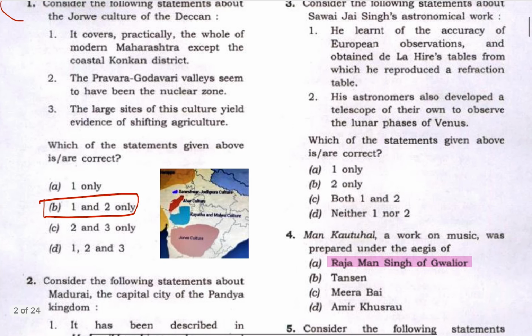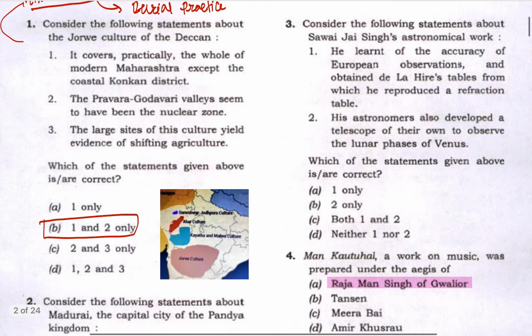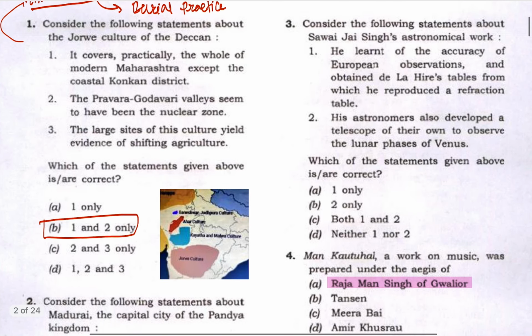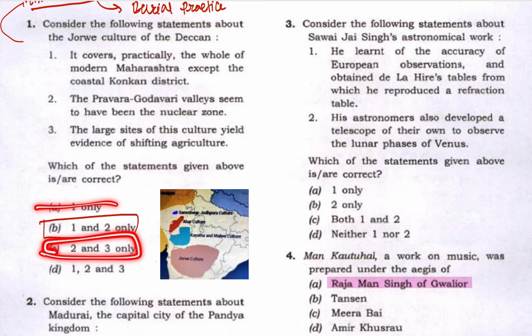Now, only one or two statements are correct, because you do not find traces of Chalcolithic Jorwe culture around the Konkan. So, sorry, if you remove one, only 2 and 3 are correct.